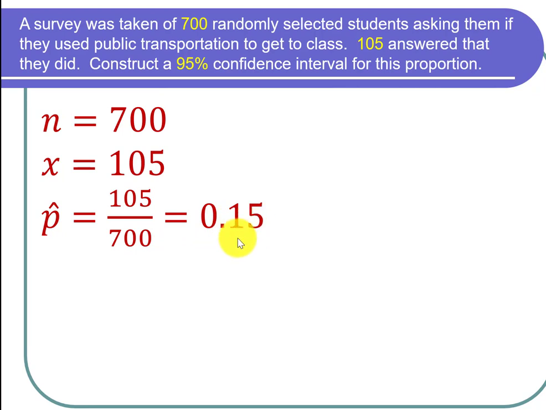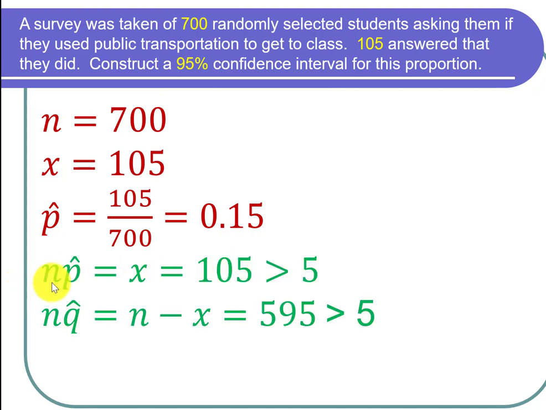So let's find out if we can use the normal distribution to find a confidence interval. To do that, we need to calculate n times p hat, which is the same as x. It's the number of yeses. That's 105, and that's certainly bigger than 5. And then n times q hat is n minus x, which is 595, and that's much bigger than 5. So there's no problem. We can use the normal distribution. So let's go to our calculator and find the confidence interval.